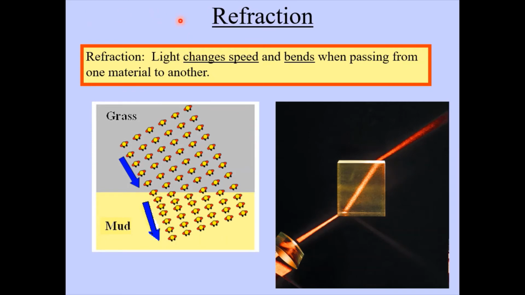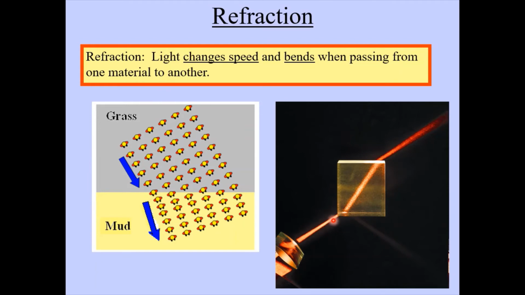One of the other fundamental properties of light is refraction. Refraction means that light changes speed and bends when passing from one material to another. So you can see in this picture here, this is a cube of probably glass, I'm imagining, and here is a light beam that is shined onto this glass.